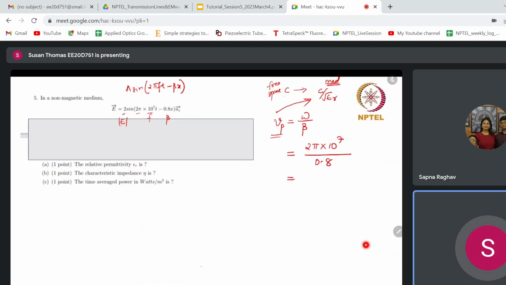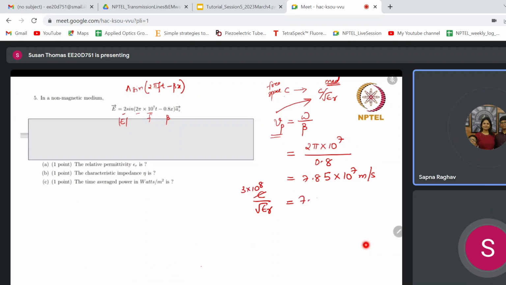So this becomes 7.85 into 10 power 7 meter per second. So this has to be equated to what? C by root of epsilon r. And we already know what is C. C is 3 into 10 power 8. And this is 7.85 into 10 power 7.